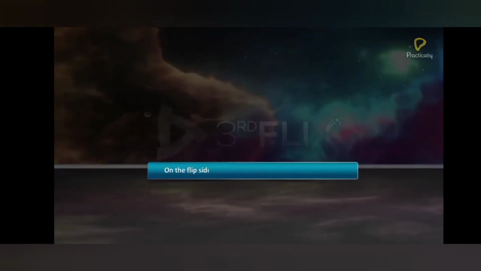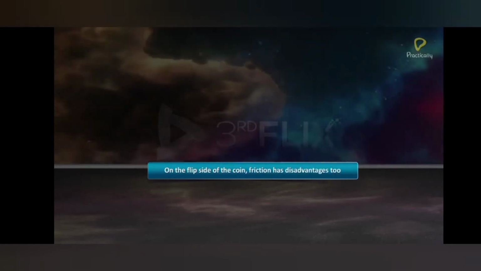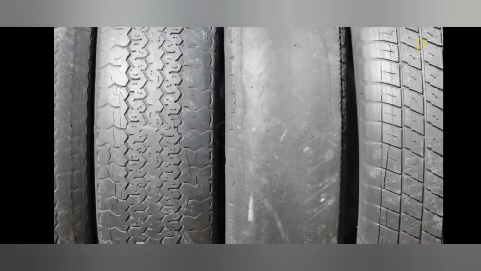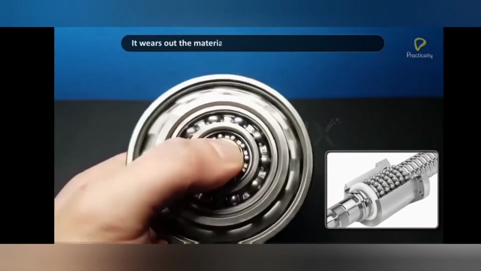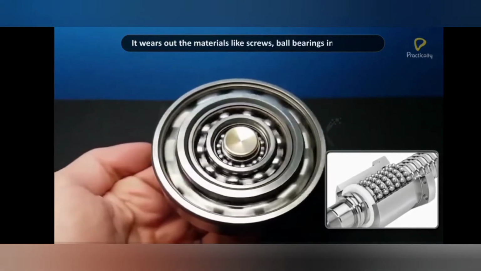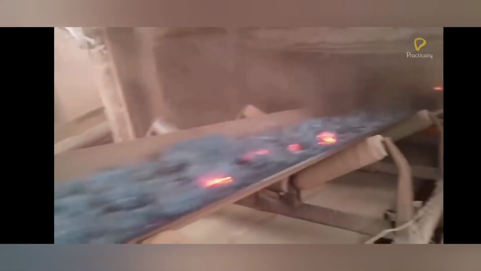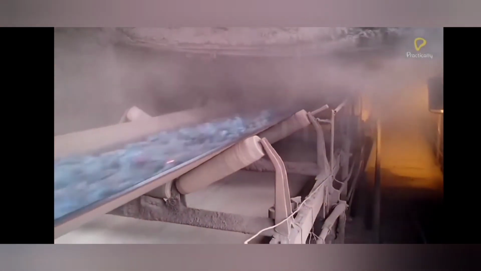On the flip side of the coin, friction has disadvantages too. For example, tires of the vehicle get worn out with excessive use. It wears out the materials like screws, ball bearings in a machine. When a machine is operated, the heat generated due to friction causes much wastage of energy.